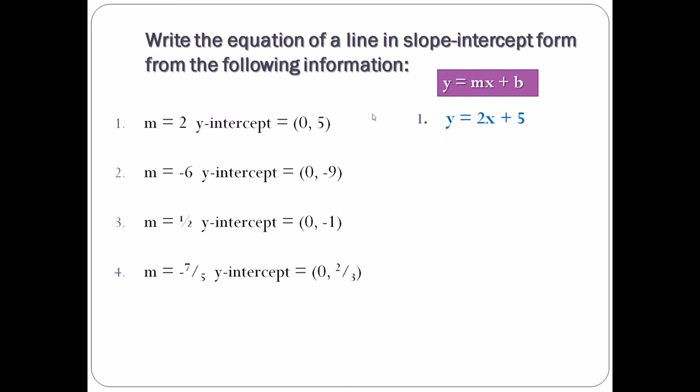Okay, next one. Our slope is negative 6, so that's going to go right here next to x. So you start writing y equals negative 6x, and then what? Take away 9, because our y-intercept is down at 0, negative 9.